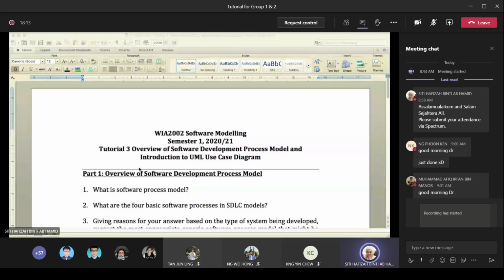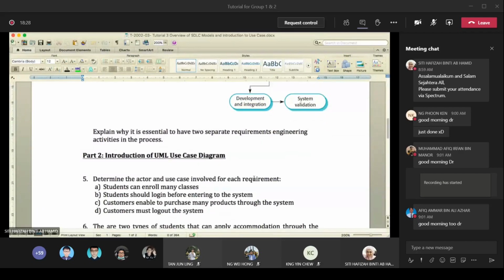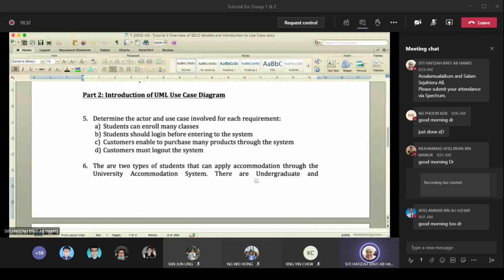All right, without further delay, today we are going to discuss tutorial 3. So I'm sharing the screen. Have you done this? Okay, so there are two parts. First is the software modeling questions and the process, and the second part is the introduction to use case diagram. So we go straight away to the second part first, and later we will go back to the first question. All right, the first question: determine the actor and use case involved for each requirement. Show me your answer.